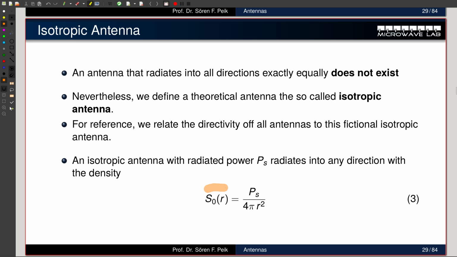The power flux density of my isotropic antenna follows this equation here. Where my S stands for transmitted, it's still in German, I should change that. So that should be T. Okay, good.